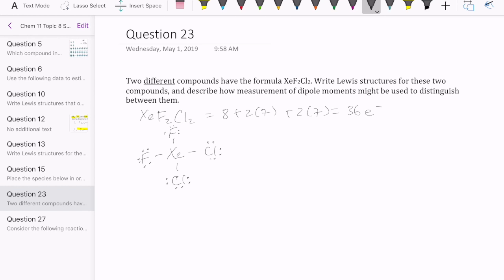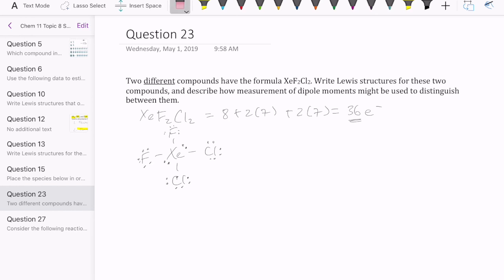Now let's just look at this drawing before we continue. Right now, I've used up 1, 2, 3, 4 per terminal atom. I have 4 terminal atoms, so there's 16, which is 32 electrons. I have 36 here. So let's finish by adding 4 more electrons to the xenon, and that would give me the correct structure for xenon difluoride dichloride, right?